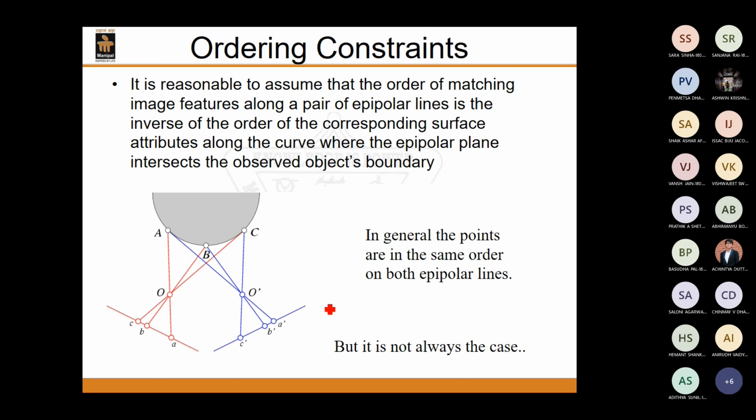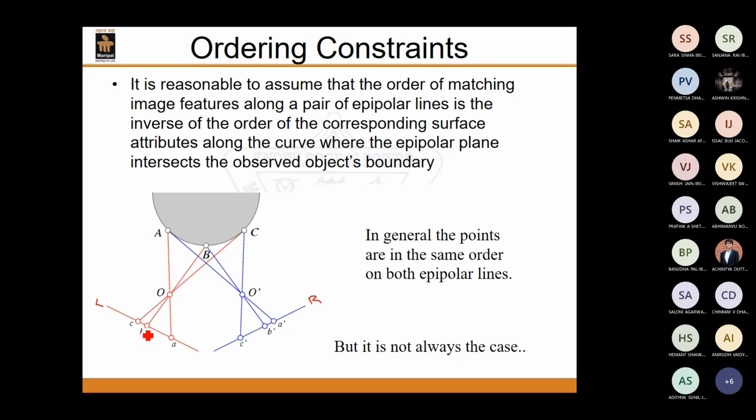So in ordering constraints, let's say you have an object, and in the object, the three different points that we are trying to locate are A, B, and C. Let's say this is the left image that I have, and this is the right image, and the epipolar lines correspond to the left and the right image. Now, if I look at each of these points, corresponding to A, if I try to project this, I get A here, and I get A here. If I try to project B, I get B here, and B here. If I project this, I get C here, and C here.